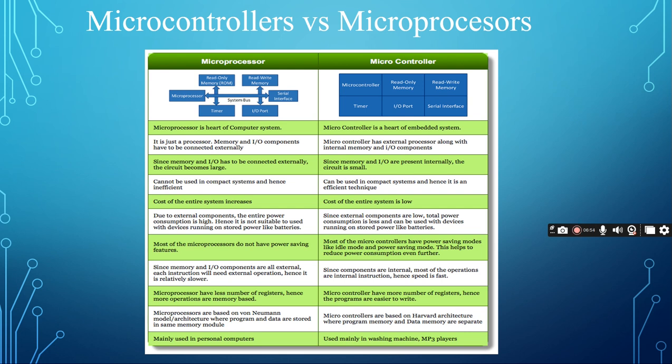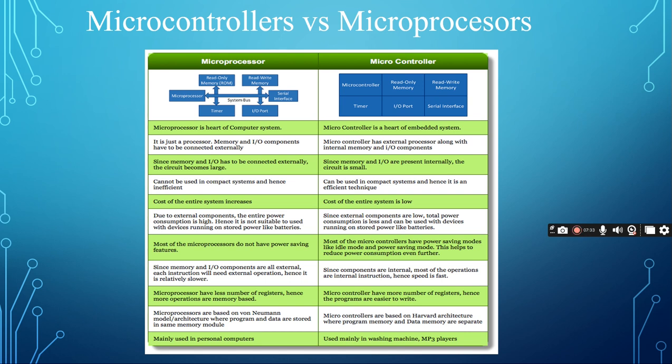Microprocessors cannot be used in a compact system, hence it is inefficient. A microcontroller can be used in a compact system and hence it is an efficient technique. The cost of the entire system increases with the microprocessor, whereas the cost of the entire system is low with the microcontroller. Due to external components, the power consumption is high, hence the microprocessor is not suitable for devices running on stored power like batteries. Since external components are few, total power consumption is less in the microcontroller and it can be used with devices running on stored power like batteries.